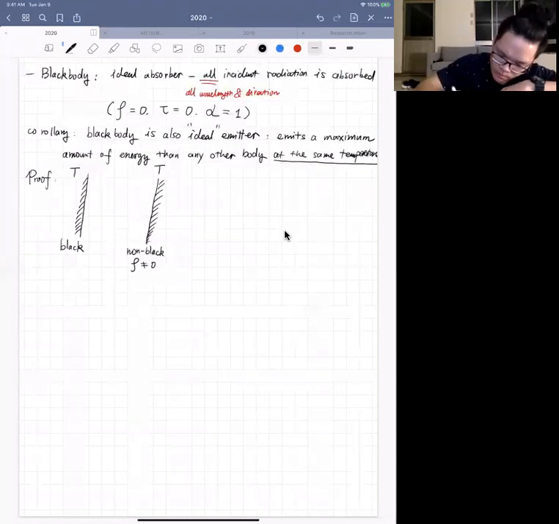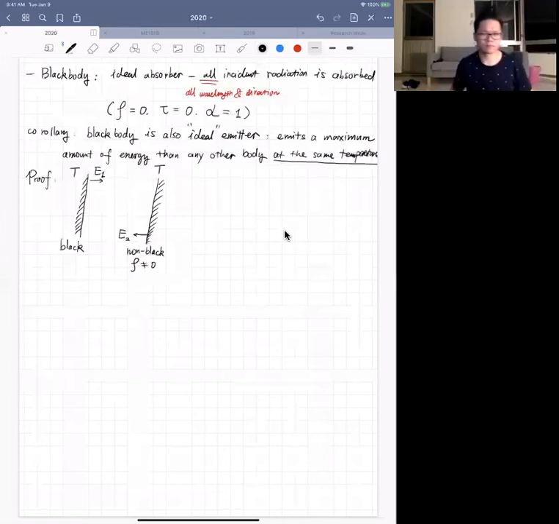Let's say this black surface is emitting an energy flux of E1, and this non-black surface is emitting thermal radiation E2. For E2 emitted by the non-black surface, when it arrives on the black surface, everything is going to be absorbed. But for E1, emitted from the black surface, when it arrives on the non-black surface, a fraction of it would be reflected. So this part is rho E1.